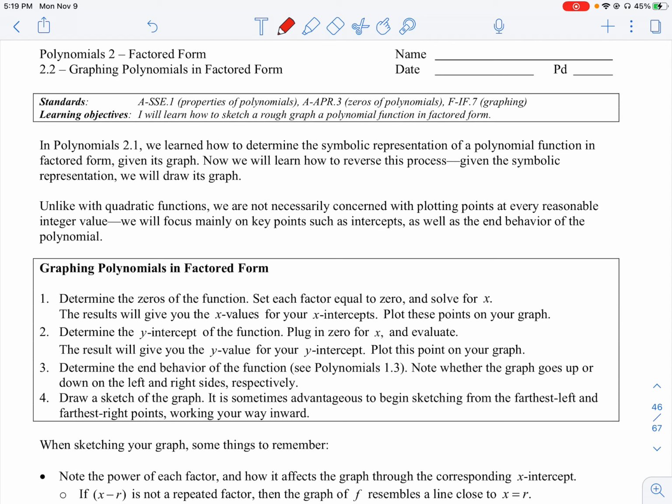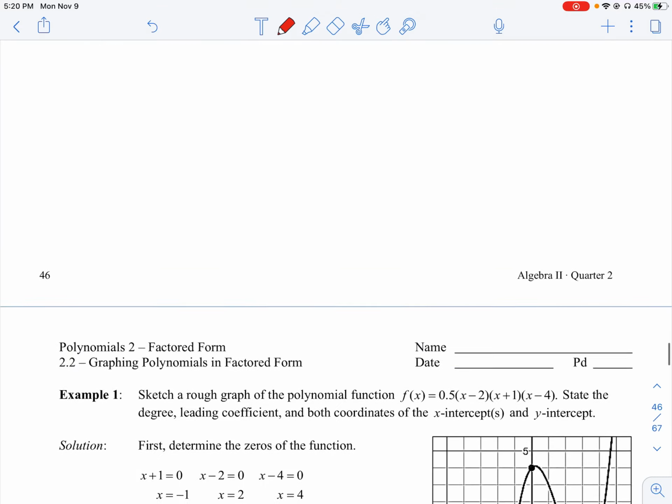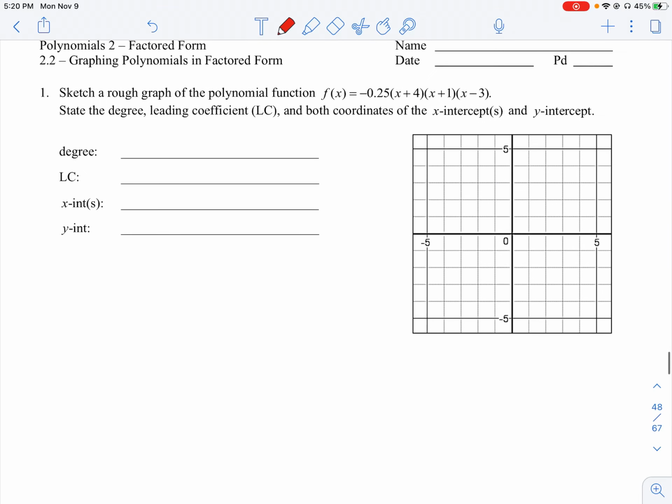Today we're going to be learning how to sketch a rough graph of a polynomial function in factored form. Before watching this video, I highly suggest that you watch the previous video called How to Get the Symbolic Representation of Polynomial Functions. That way, it would be easier to understand how to graph polynomial functions. Okay, let us start with the first example.